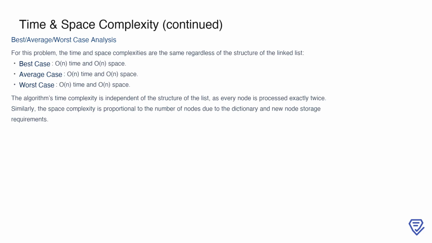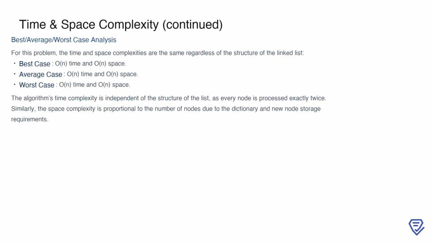Regardless of the structure of the linked list, the time complexity remains O(n), as each node is processed exactly twice, once during the creation of the mapping and once during the assignment of pointers. Similarly, the space complexity is O(n) in all cases because of the dictionary and the new nodes that are created.